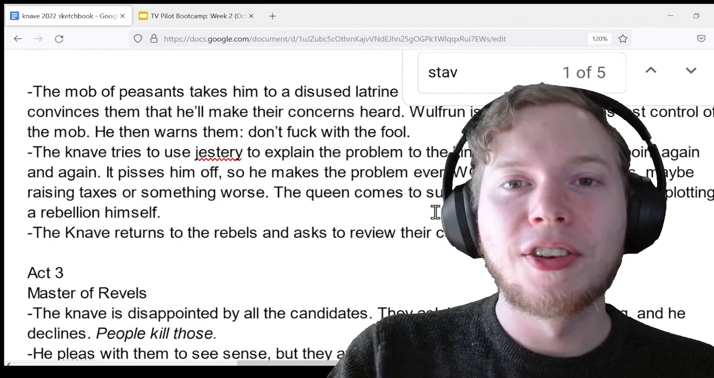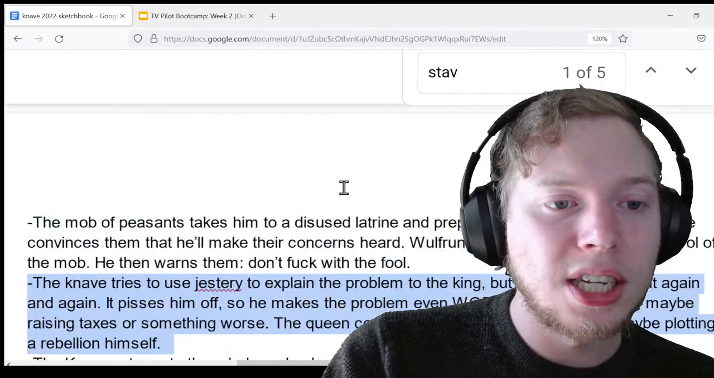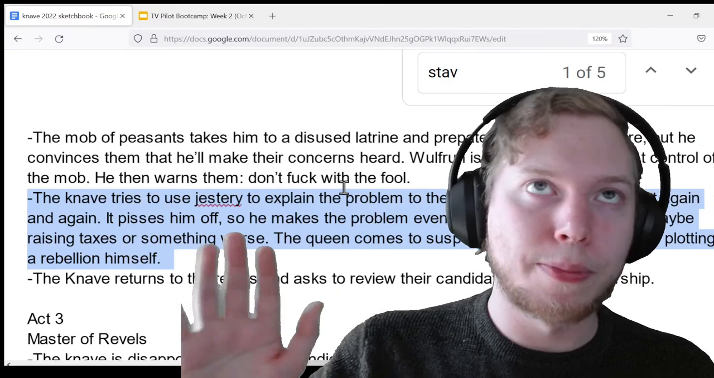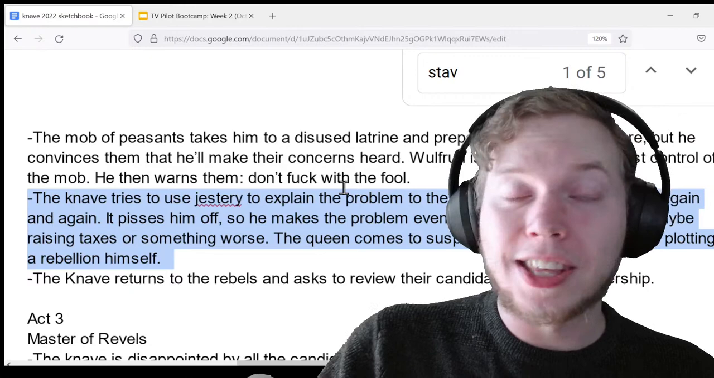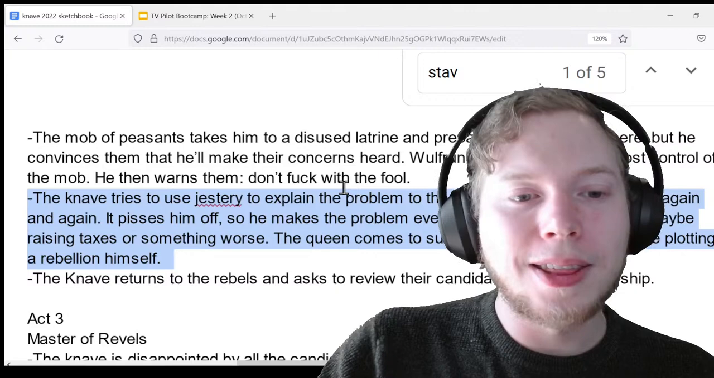So he goes to the king and tries to, in our scene four of act two, explain to the king what their concerns are. The king doesn't listen, so he tries to put it in terms of a puppet show, which is the only thing the king really pays attention to. But it just pisses the king off, so he makes things even worse. He raises taxes even more, basically. The queen comes to suspect that the Knave is plotting the rebellion himself. We end act two with another cliffhanger.